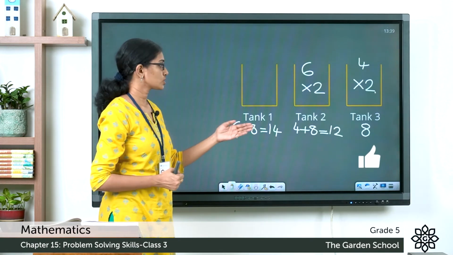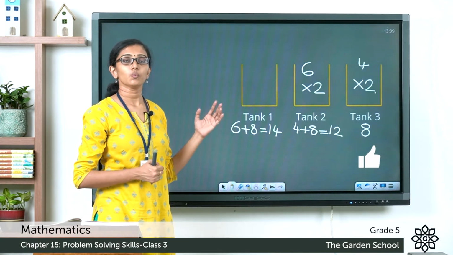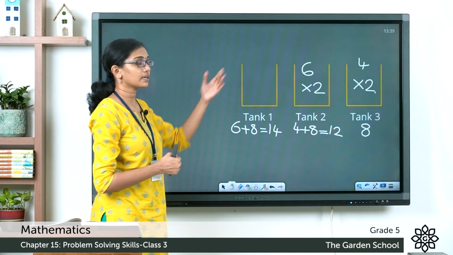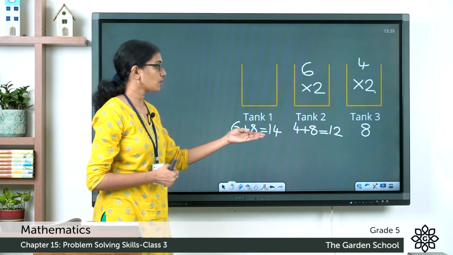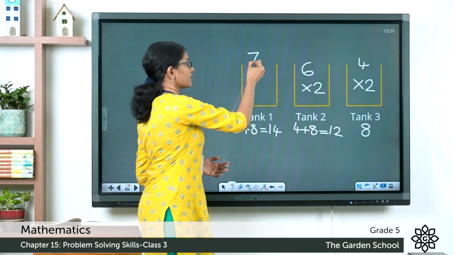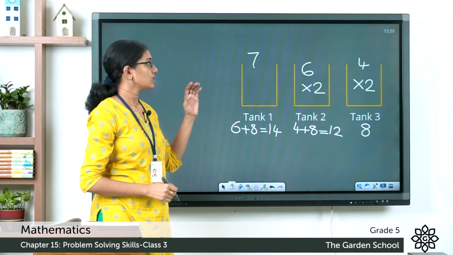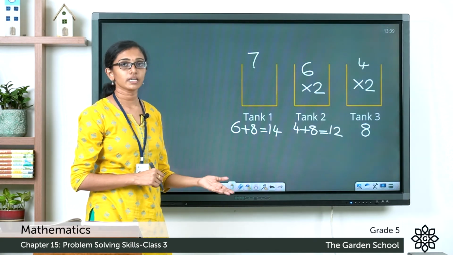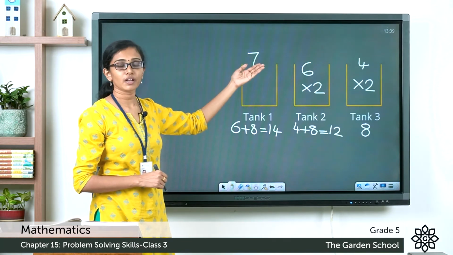Now if she had 14 flowers with her when she came out of tank 1, what is the number of flowers she had in the beginning? It would be half of this 14, right? So what is half of 14? It is 7. So we have reached the initial condition. Let's check the solution. So in the beginning, let's assume that she had 7 flowers with her.